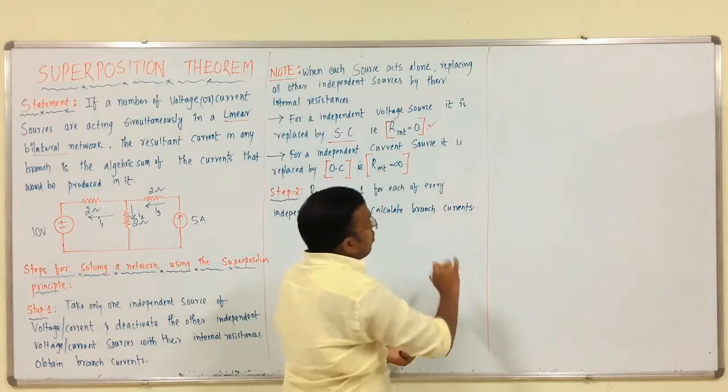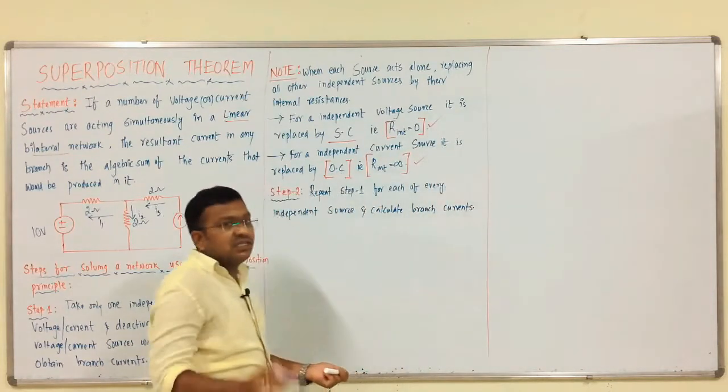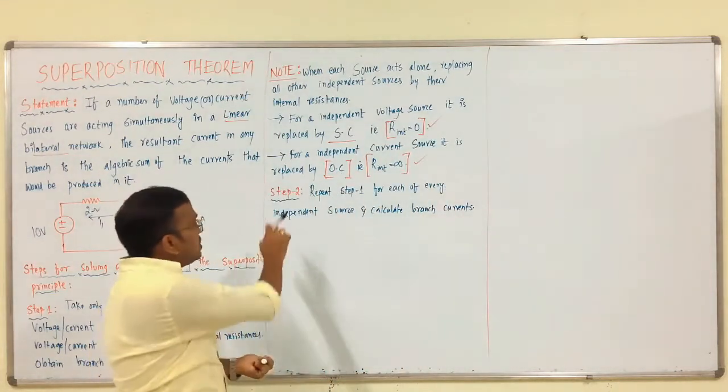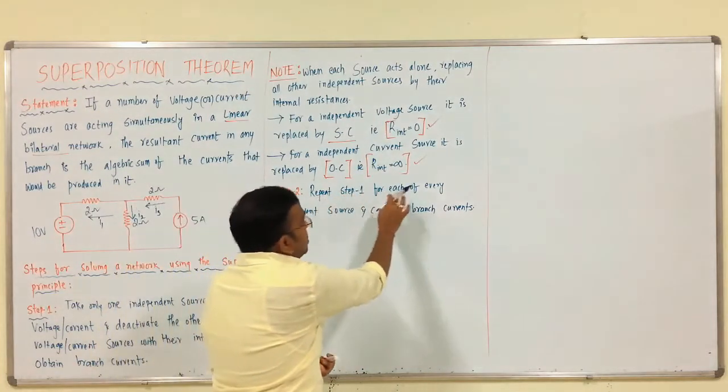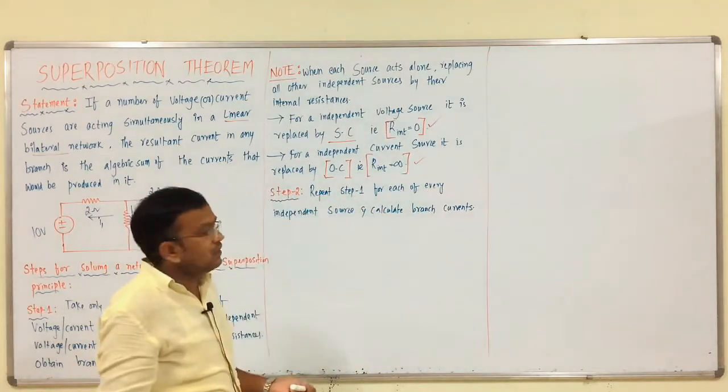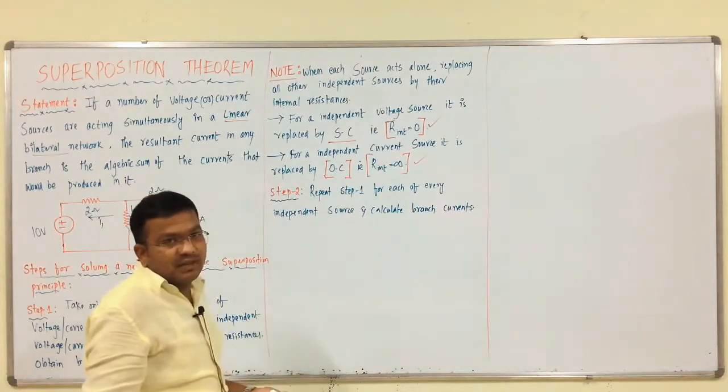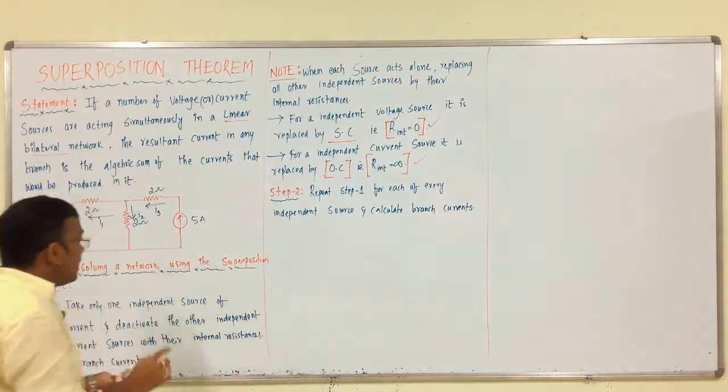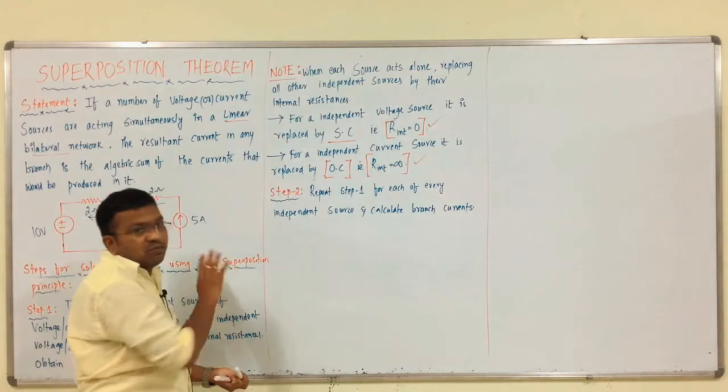Why is it replaced by an open circuit? That is, the internal resistance is infinite. That is it. So, what is step 2? Repeat step 1 for each and every independent source and calculate the branch currents. So, simple. Based upon step 1 and step 2, we have to solve this problem.